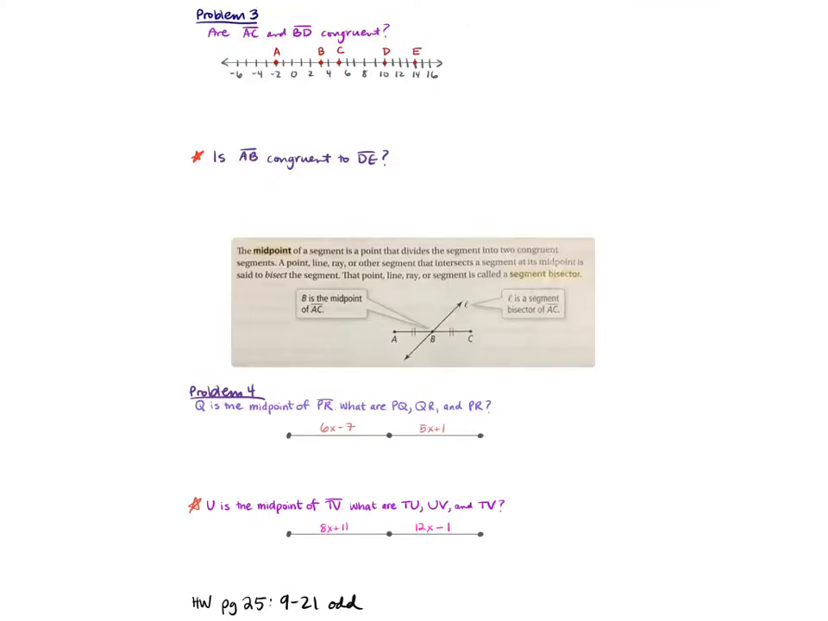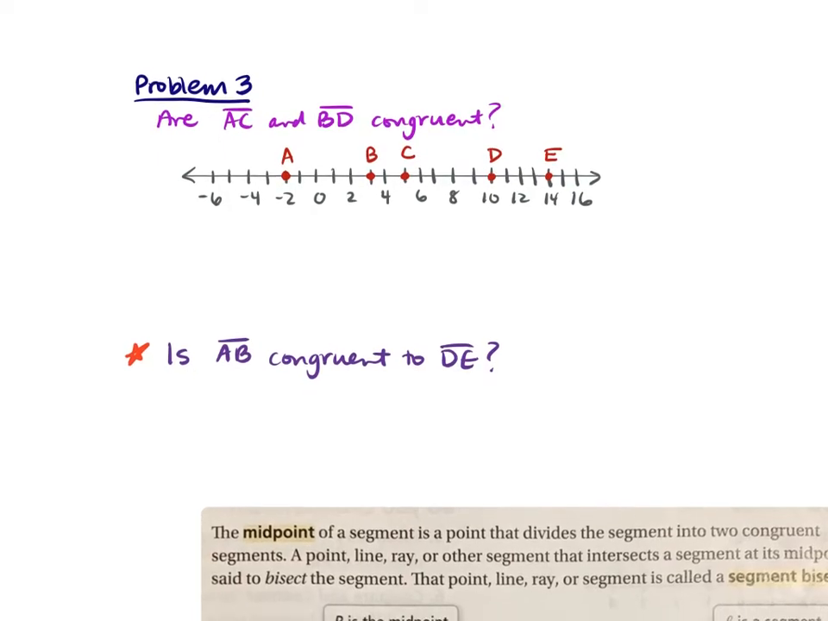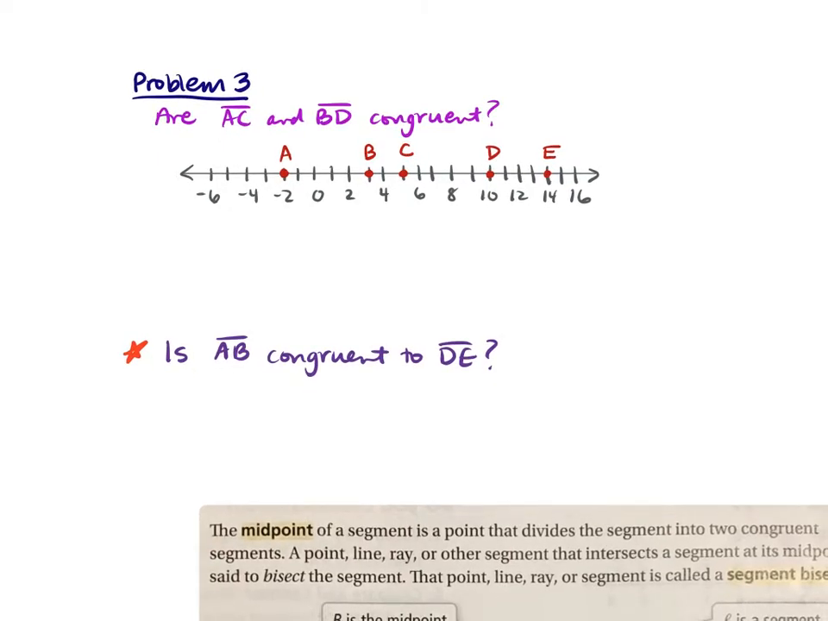Okay, so last slide here. We're going to be talking about congruency between segments. In this case here, problem 3, are AC and BD congruent? So what does congruent mean again? It means they have the same length.